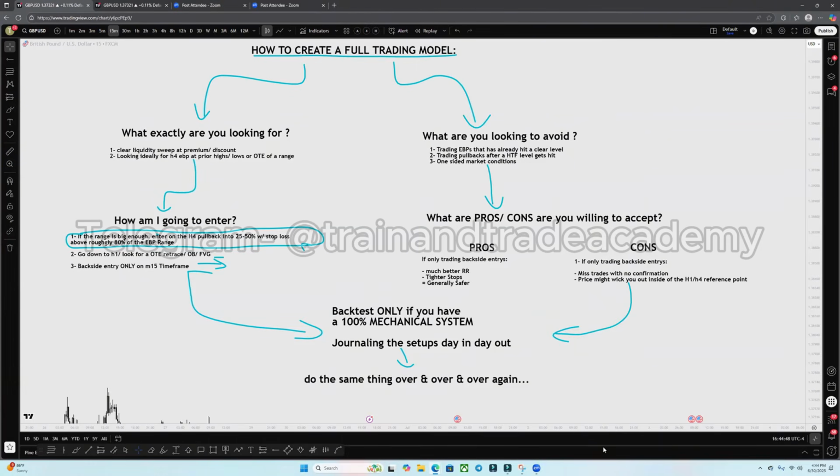So let me go ahead. I'm going to answer a few questions, but that's pretty much how to create a full trading model. Answer these questions for yourself. Make sure to be as detailed as possible. Obviously, I'm just giving a rough overview, but be as detailed as possible. And also, if you are someone who maybe doesn't want to be as detailed because you want to leave a little bit of room for discretion, that's perfectly fine as well. But make sure that you're aware that you're doing that.